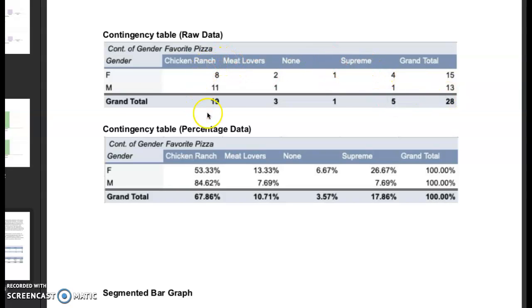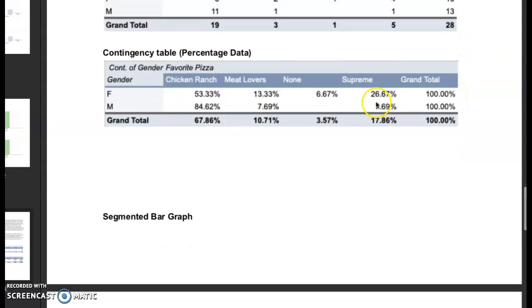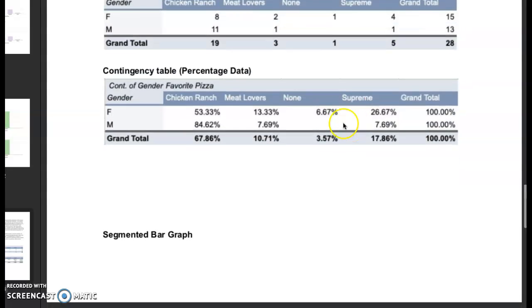Then I put the totals of each male and female per flavor, so about 19 favored Chicken Ranch, 3 Meat Lovers, 1 none, and 5 Supreme. But then I separated the totals over here as well, and this is the overall total of the students. All this data, I converted into percentage, so that's basically this, but in percentage format.